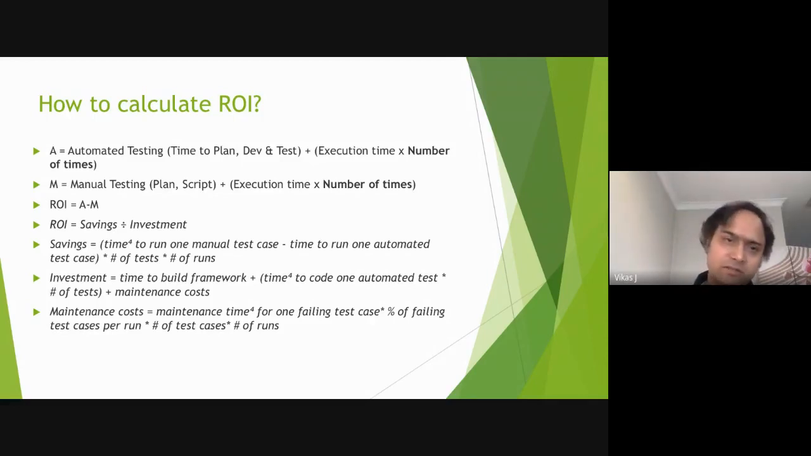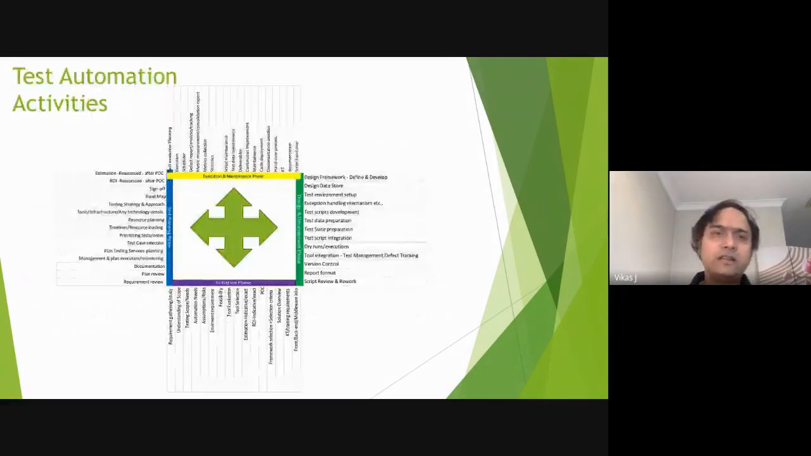So these are the few questions that we have to ask on this way of calculating ROI. Because it is a plain vanilla way of expressing the formula for test automation ROI, we have to take into consideration a few more points. All the other test automation activities, the way it's talked about, it's only planning, development, testing, and execution.